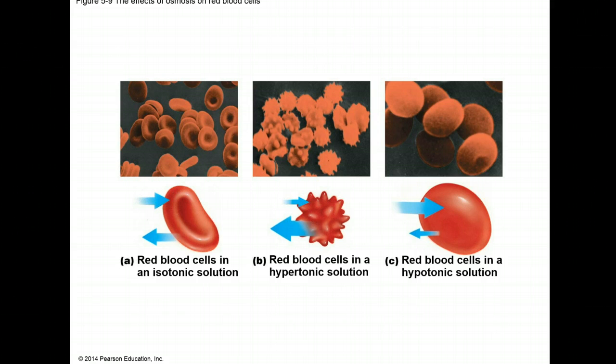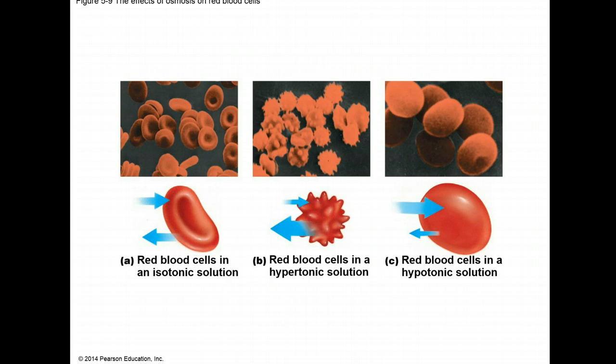Red blood cells have an internal concentration typically around 0.9%. Red blood cells put in an isotonic solution that is also at 0.9% are content. The movement of water in and out of this cell will be roughly equivalent because the concentration of the solution is at 0.9% and the concentration inside this red blood cell is at 0.9%. We say this solution is isotonic to the red blood cell.